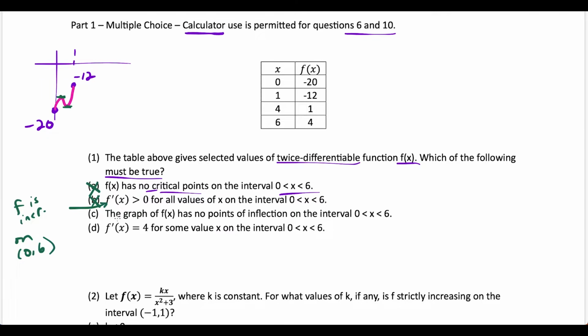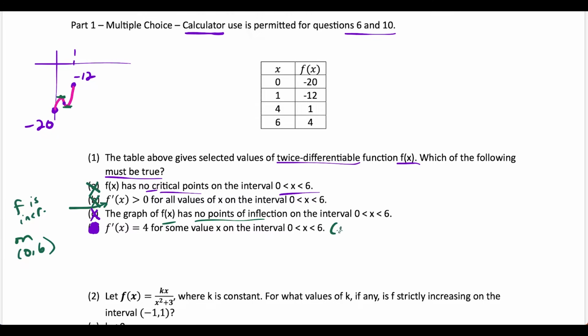And then what we have next is the graph of f has no points of inflection. Well, if we look over here, notice at this point right here, where the graph switches from concave down, notice it's frowning, and then the graph starts smiling here. So when we have that change, that is a point of inflection. So choice C is out, and just by that, choice D is our answer by elimination. But let's see, why is choice D definitely true?